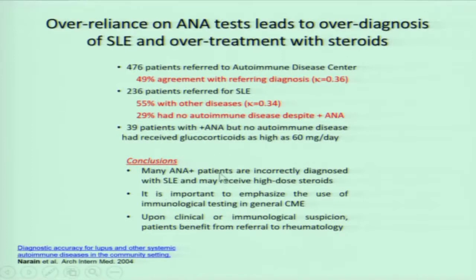So in conclusion, many ANA-positive patients are misdiagnosed and may receive high doses of steroids, and it's highly important, according to the authors, but I concur with that, to emphasize the continued medical education on these issues, as we are doing today. Certainly these patients, once there is suspicion of the disease, whether it's based on ANA or other reasons, really benefit from referral to rheumatology to really move the process.